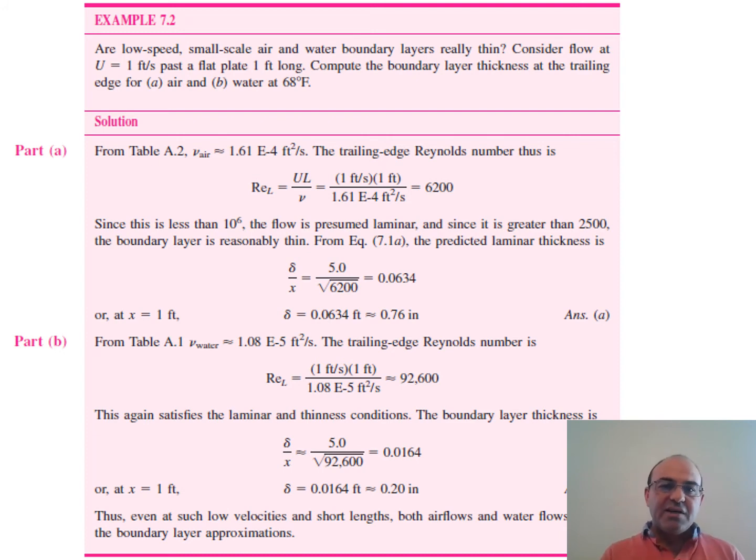Okay, so another example: are low speed, small scale air and water boundary layers really thin? We consider air and water boundary layers to see how thick or thin they are. Consider flow at U equal to 1 feet per second past a flat plate which is 1 feet long. Compute the boundary layer thickness at the trailing edge. Trailing edge means the other end of the plate. This is a kind of short plate, just 1 feet long. We want to find the thickness of the boundary layer for water and air.